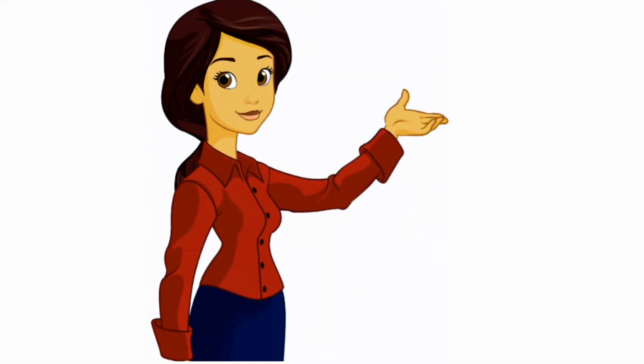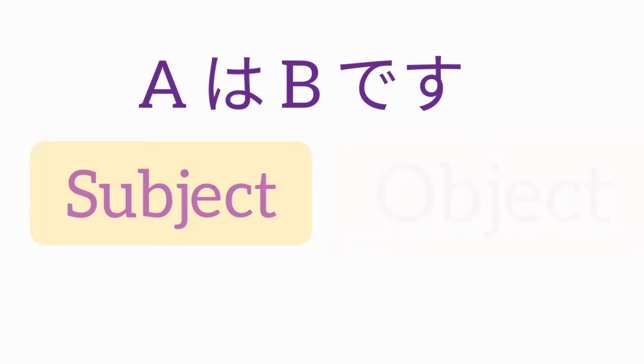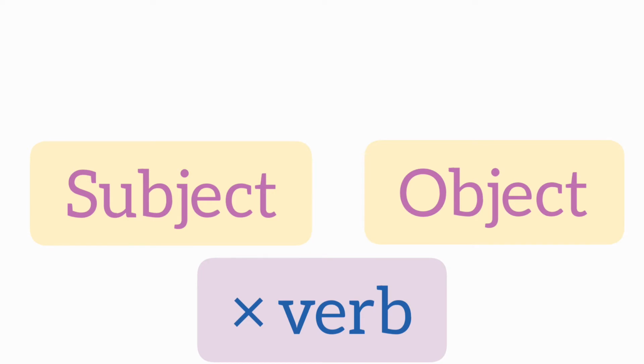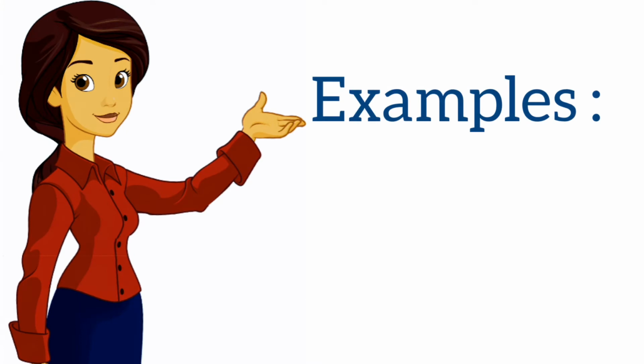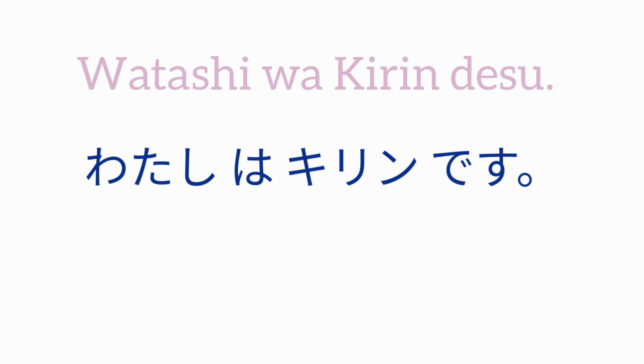Now I'm going to explain the lesson one by one. Here we go. You can see in this sentence pattern there is only the subject and the object. We don't have a verb in this pattern, right? So here we only use the subject and the object to make sentences. Let's look at some examples. Watashi wa Kirin desu.